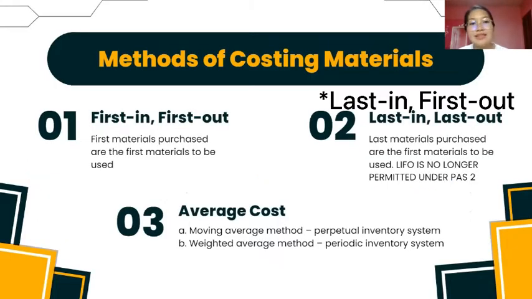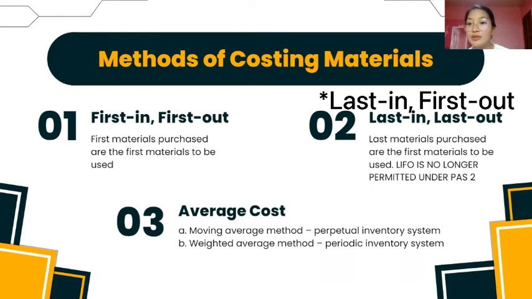Okay, so next we will now discuss the methods of costing materials. So, number 1, we have first in, first out, or FIFO. So, di ba, materials purchased first are the first materials to be used pod. So, kung sa tong giunag purchase, mo pod silang una gamiton. Second is last in, first out. So, ang last pinaka bag-o nimo gi-order kay mo una ang gamiton.